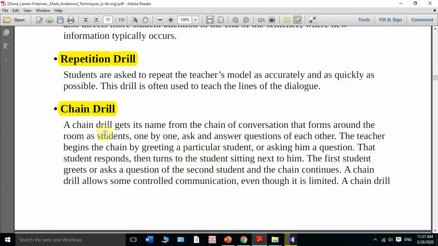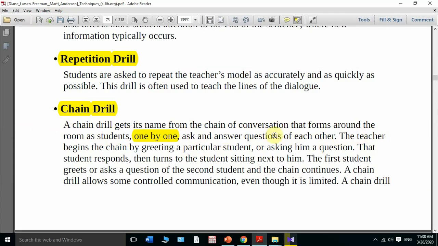حالا مثال میزنه، جلوتر که بریم. ببینید میگه a chain drill gets its name from the chain of conversation. از مکالمه‌ای که همینجوری ادامه پیدا میکنه اسمش رو گرفته. and that forms around rooms as students one by one. ببینید یک بار با student یک، با student دو، با سه، one by one اینا ادامه میدن این ماجرا. They ask and answer questions of each other. حالا میتونه تو فرم سوال و جواب باشه.